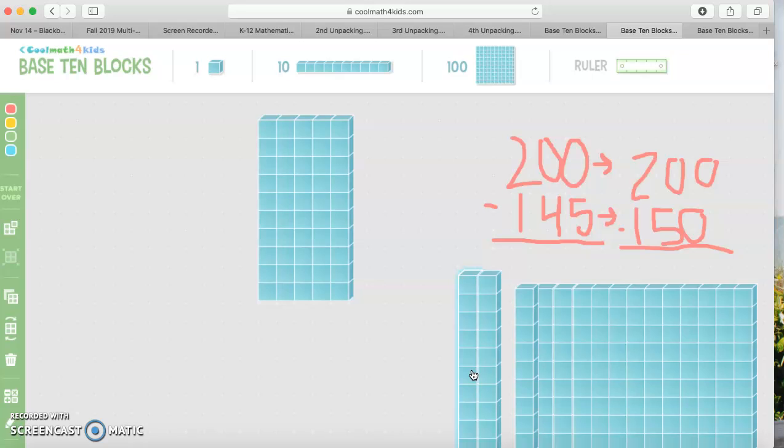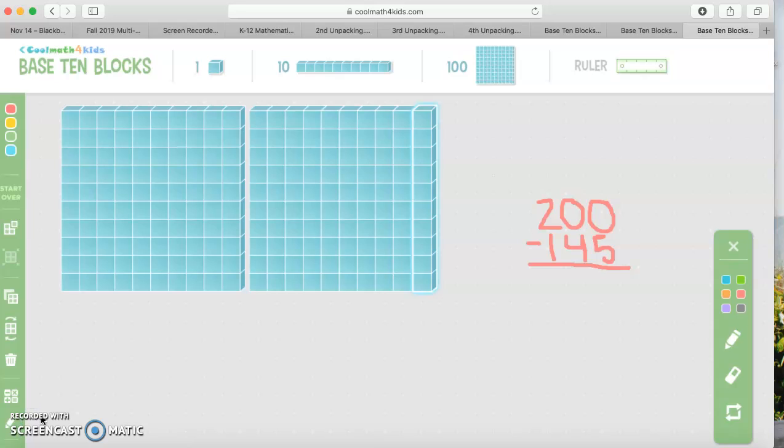The students would then have to add 5 to the 50 to compensate for the 5 that they added to the 145 to make the problem 200 minus 150. The students would then be able to get their final answer of 55.